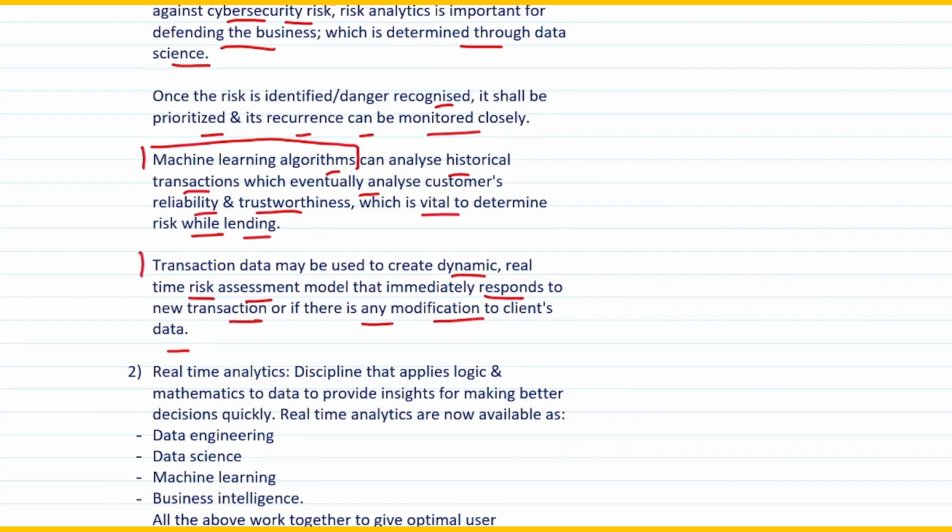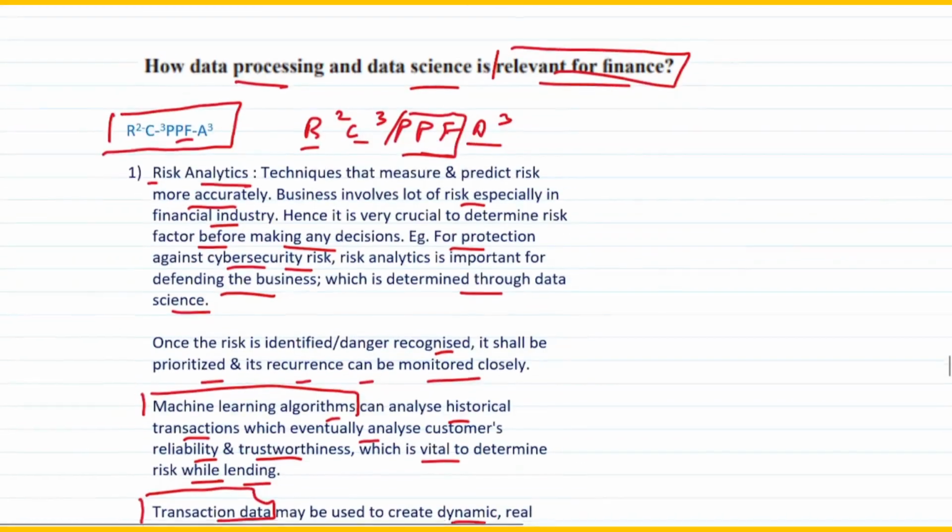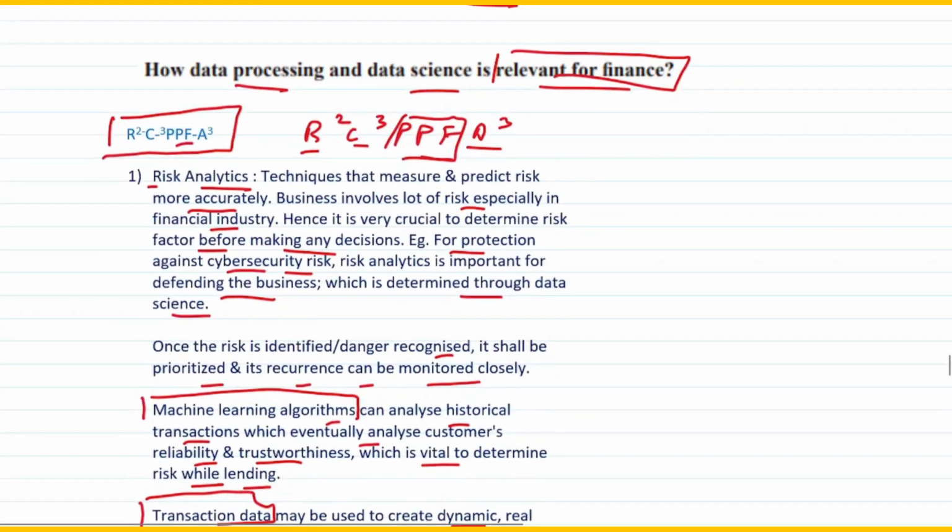So if you have a record of the transaction data, this can be used to create a dynamic model that is very proactive in nature, and it also helps you to know what kind of risk assessment model it carries. So that if there is any new transaction, it can respond to it immediately, it can capture the data in future, and it can do a good risk analysis of that, right? So the first thing that we talk about is risk analytics, right?